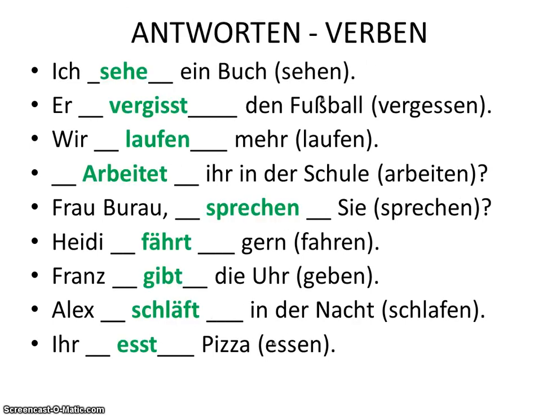Here are the answers. Ich sehe ein Buch. Vergisst den Fußball. Wir laufen mehr. Arbeitet ihr in der Schule? So this was me testing to see if you could do verbs that we had looked at before. Frau Burau, sprechen Sie? Notice that this is formal. You're talking to me, not about me. So this is the formal, so it's the en ending.